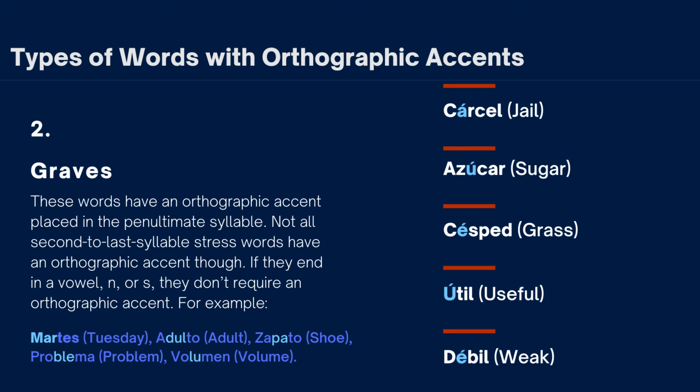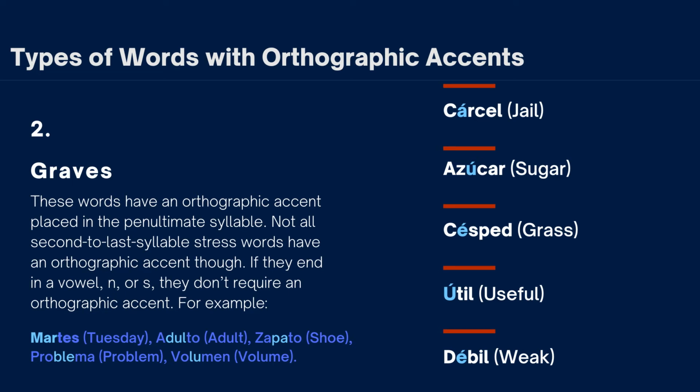For example, martes, Tuesday. Adulto, adult. Zapato, shoe. Problema, problem. Volumen, volume. So these were some words that end in a vowel, N, or S and don't require an orthographic accent. Okay? So let's look at some words that do have an orthographic accent and are graves, okay?